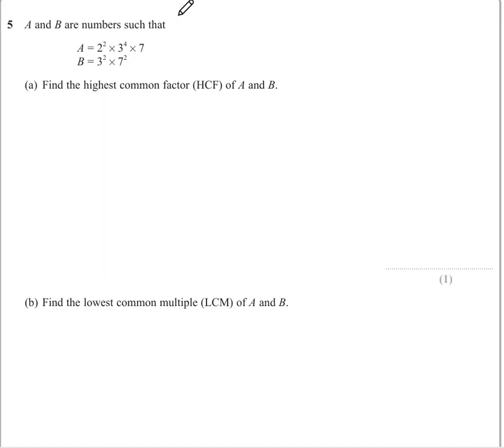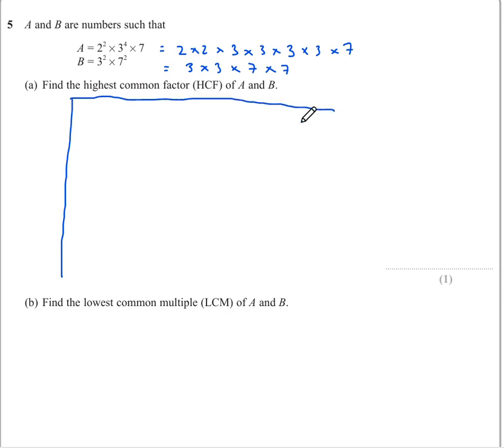A and B are numbers such that A is equal to 2 squared times 3 to the power of 4 times 7, and B is 3 squared times 7 squared. Okay, we've got to find the highest common factor of A and B. So they've set this question up so that we can use the Venn diagram method to organise our thoughts.